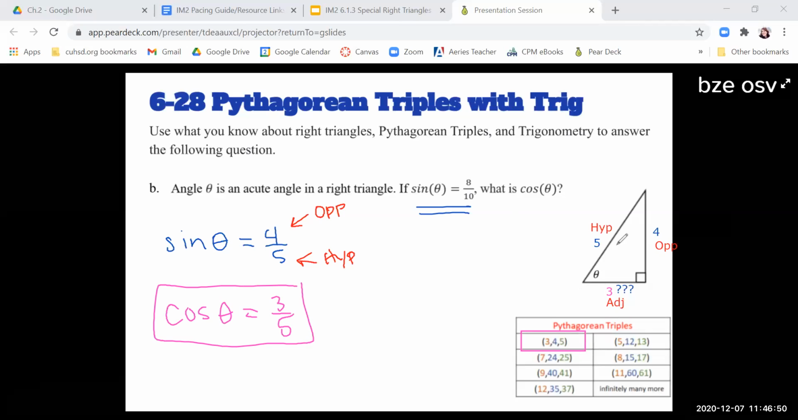If we hadn't reduced, we could still do this. We would find that the cosine would be 6 over 10, which is just the double. But again, it reduces to the same thing. So it doesn't matter if you have it in reduced form or not. If you see the original fraction they give you is something that could be reduced, go ahead and do it.